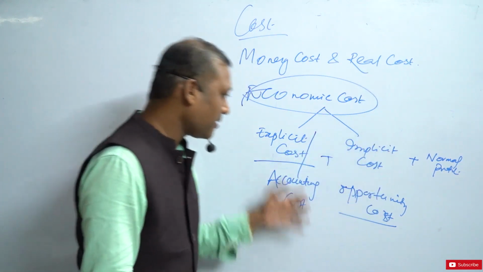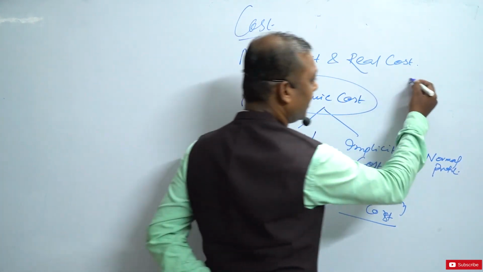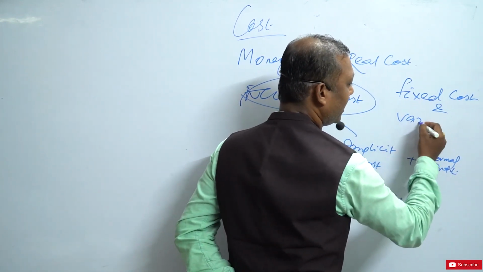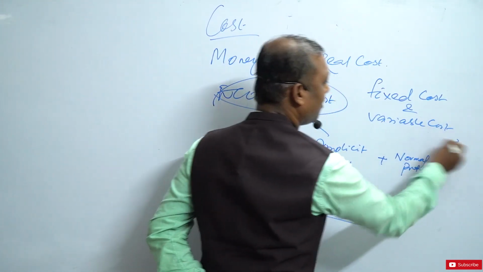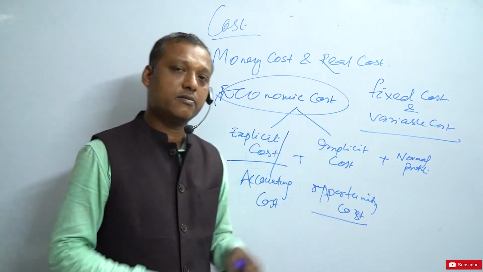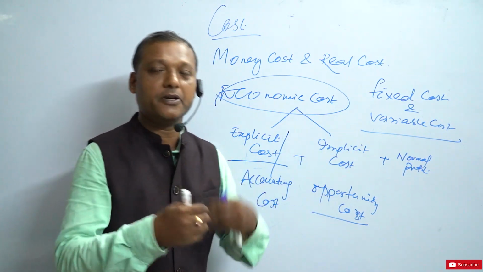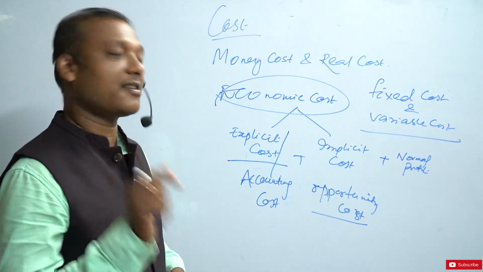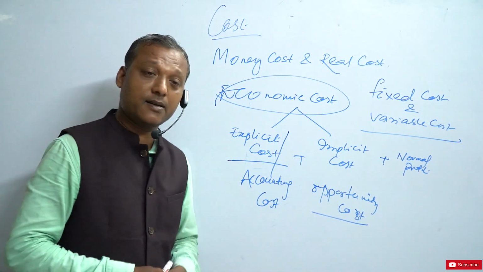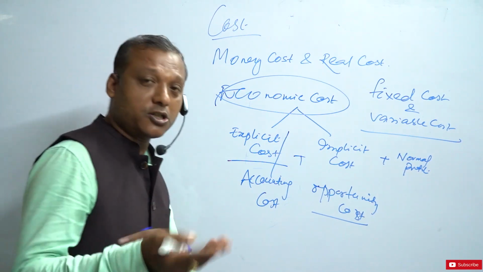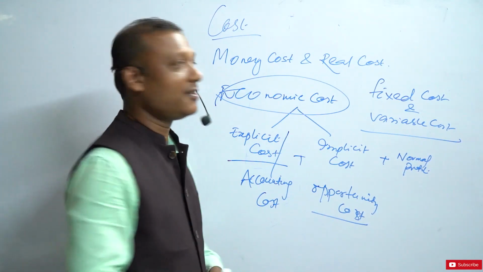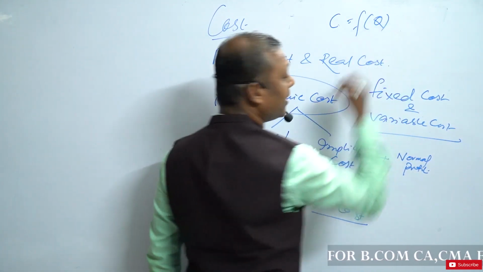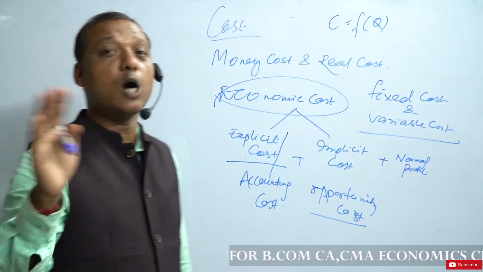Now, after discussing this, let me talk about one of the important concepts regarding cost, that is fixed cost and variable cost. But it will be illogical to go for that before we discuss the cost function. There is a question for you in the examination: what is cost function? Cost function is the relationship between cost of production and output produced.